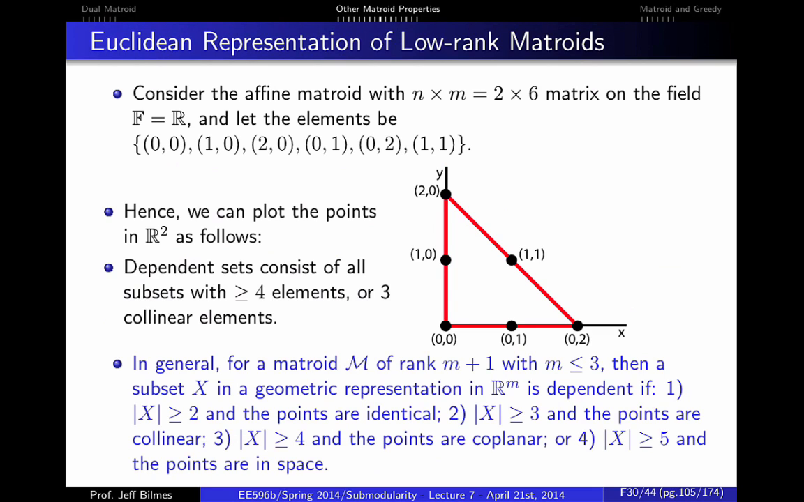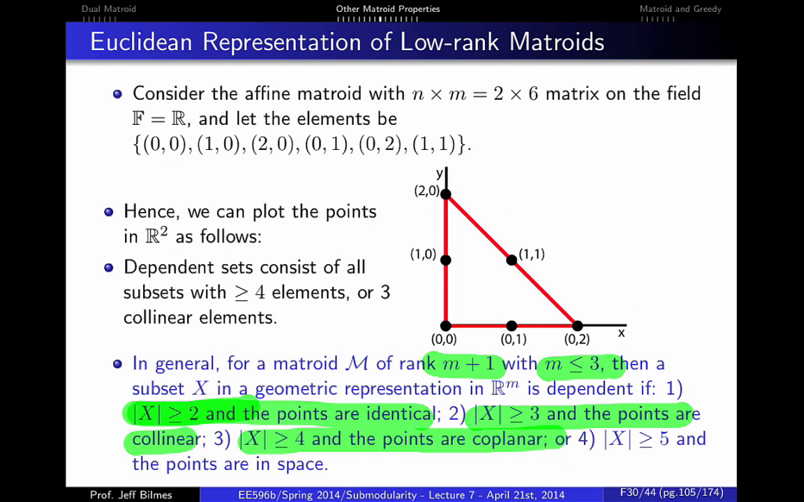So for example, here we have a matroid M of rank m plus 1. In general, when we have a matroid of rank m plus 1, as long as m is less than or equal to 3, then a subset of points is dependent if you have 2 points and they're identical, or 3 or more points and they're collinear, or 4 or more points and they're coplanar, or 5 or more points in space. Naturally, all such points are going to be dependent.